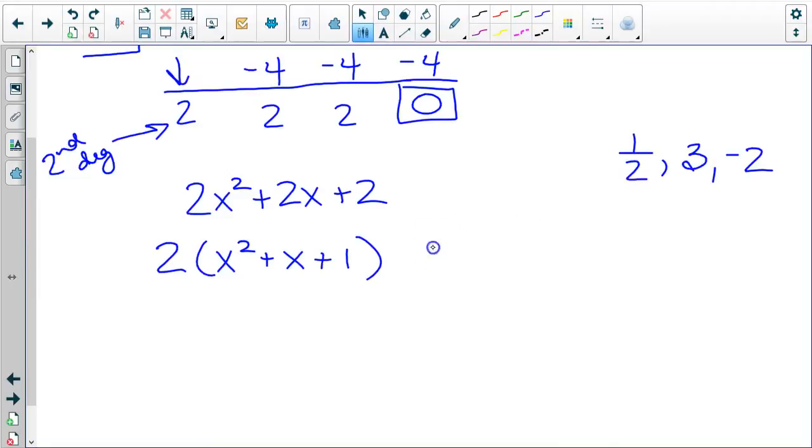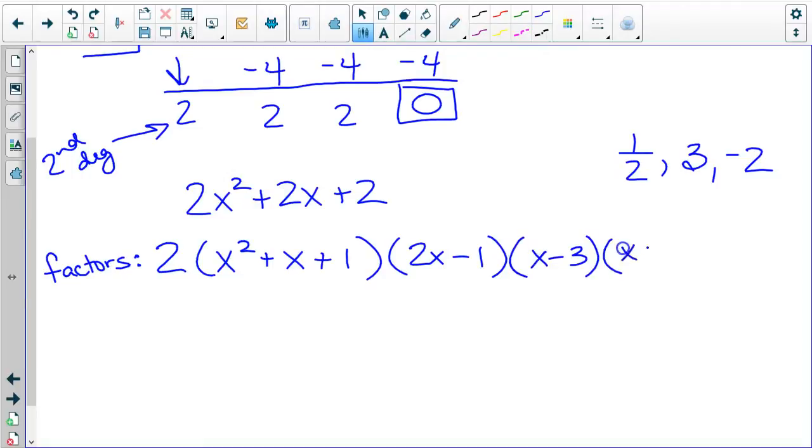So the factors then, if I told you to write all the factors, would be 2 times x squared plus x plus 1, right? Times, what would 1/2 be as a factor? 2x minus 1. So that when I add 1 to both sides, I get 2x equals 1, right? And then divide by 2. Does everybody understand that this factor corresponds to that 0? Okay, what's the other factor? X minus 3. And what's the last factor? X plus 2.